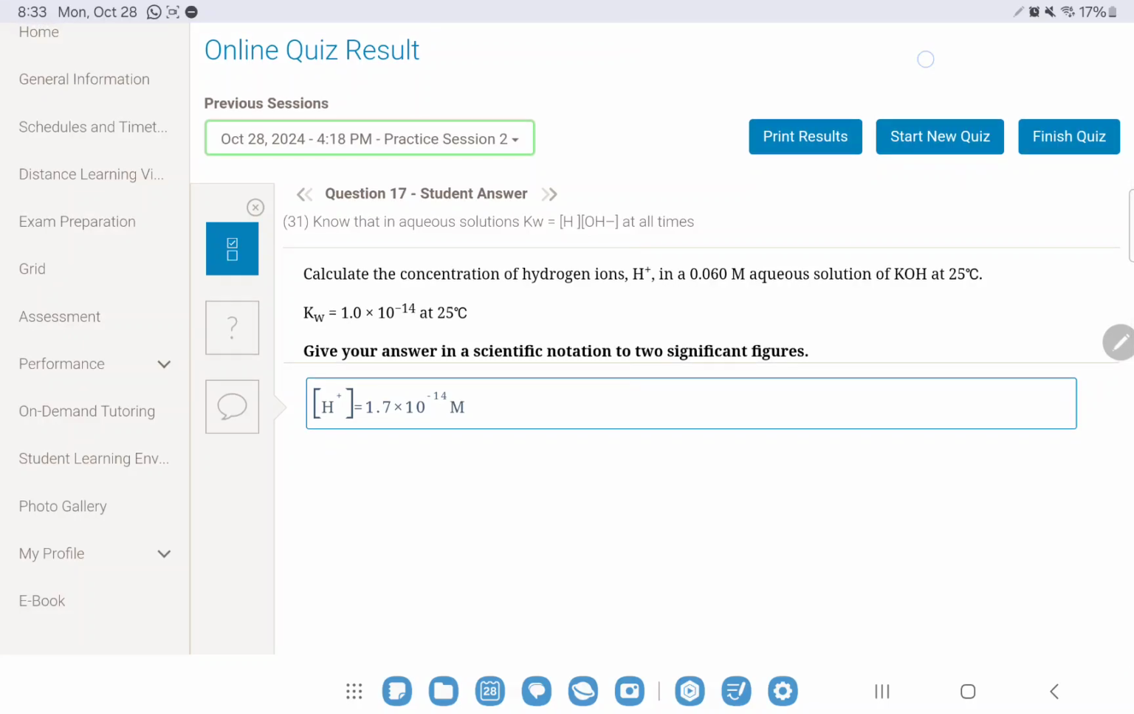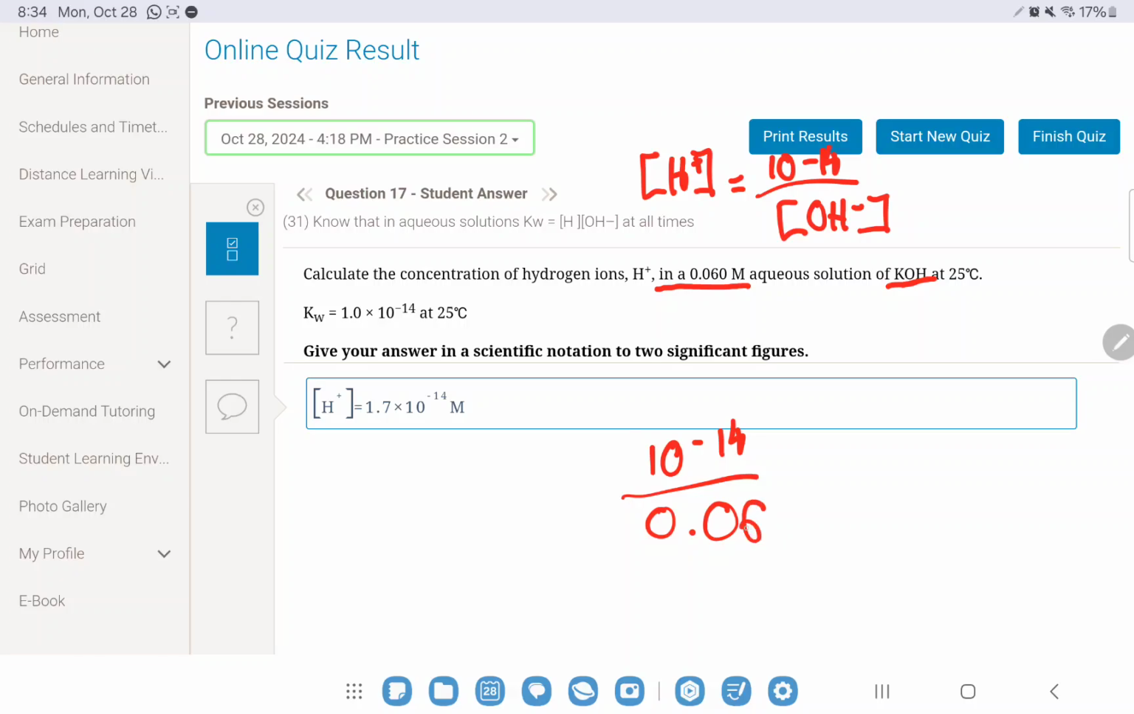Here again, let's solve. You have hydroxide ions in a 0.060 M KOH solution. You need to find the hydrogen ions. Concentration of H plus equals 10 power negative 14 over the concentration of OH minus. So since this is your concentration of OH minus, what are we going to do? 10 power negative 14 over 0.06.